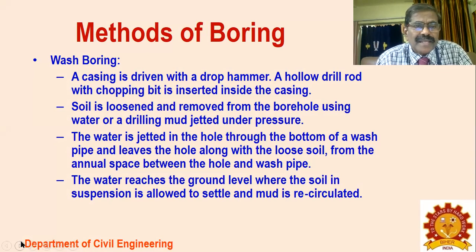So wash boring. A casing is driven with a drop hammer, and a hollow drill rod with a chopping bit is inserted inside the casing. Soil is loosened and removed from the borehole using water or a drilling mud jet under pressure. The water is jetted into the hole through the bottom of a wash pipe and leaves the borehole along with the loose soil from the annular space between the hole and the wash pipe. The water reaches the ground level, where the soil in suspension is allowed to settle, and the mud is recirculated.